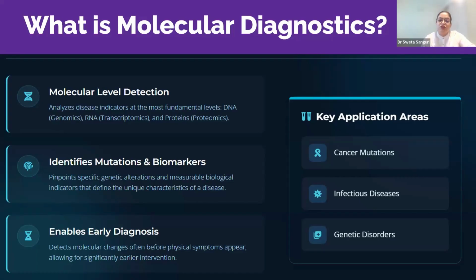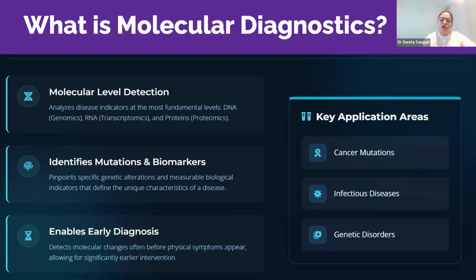One important aspect of molecular diagnostics is that it helps in identifying specific mutations and biomarkers. What is a mutation? Mutation is a change in the DNA sequence. And what is a biomarker? A biomarker is a biological indicator that can be measured. We will talk about it in the coming slides. So detecting these molecular signatures can help us in identifying the characteristics of the patient's condition.